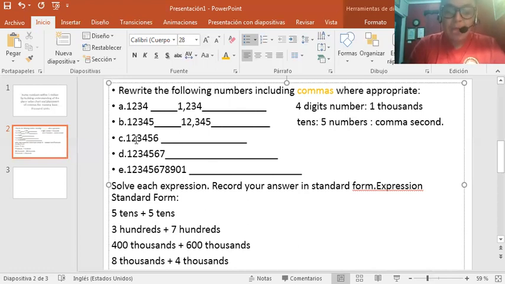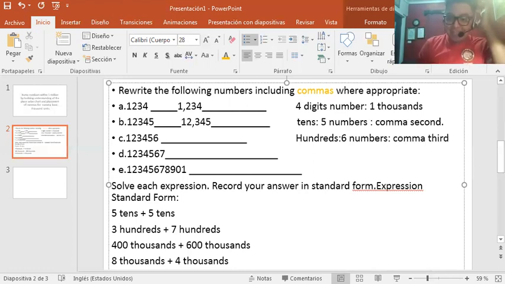So now we have here 123,456. Here we were talking about what number? We're talking about hundreds of thousands. When we're talking about hundreds of thousands, how many digits will this number have? It will have 6 numbers, okay? Count: 1, 2, 3, 4, 5, 6. And the comma is going to be after the third number.